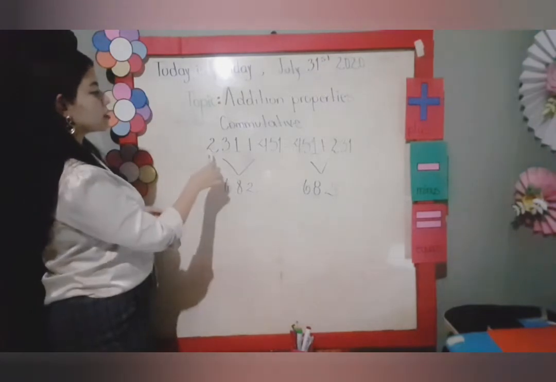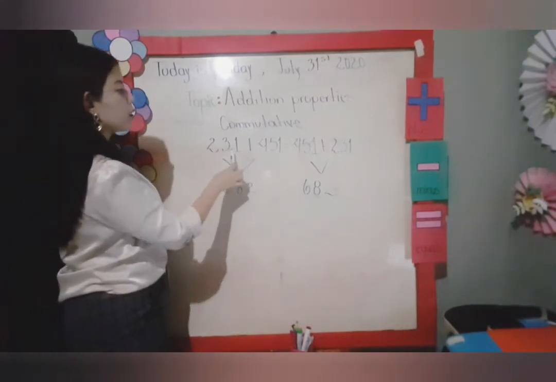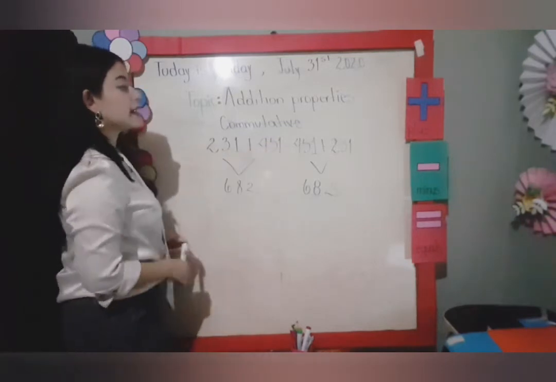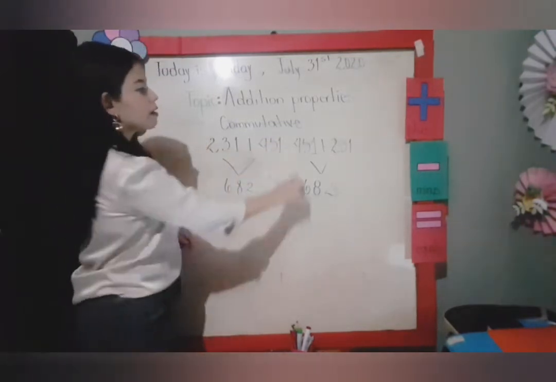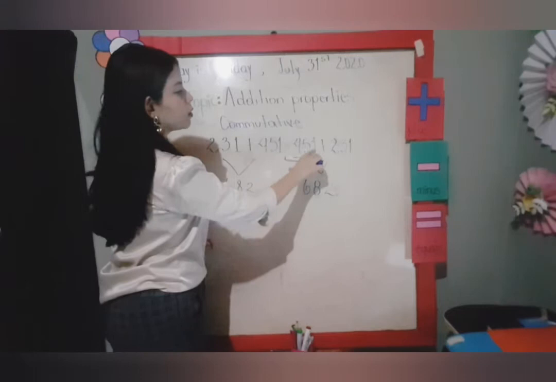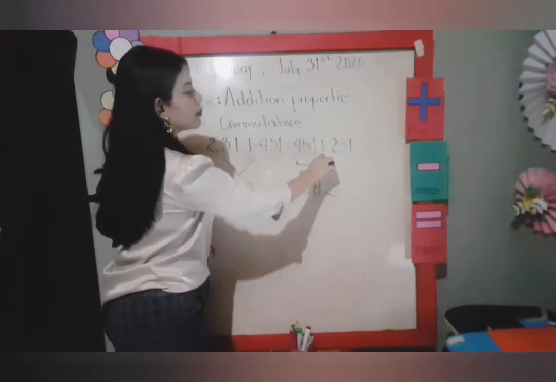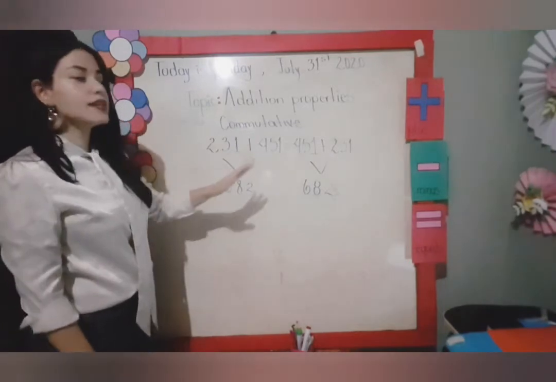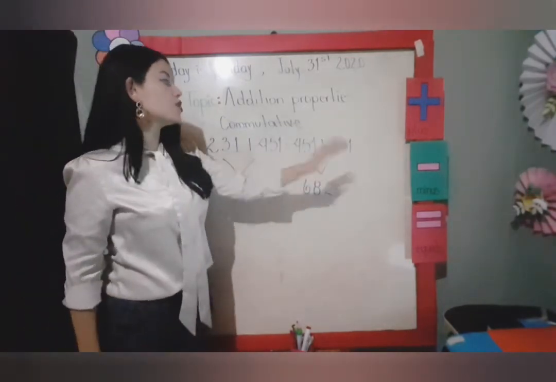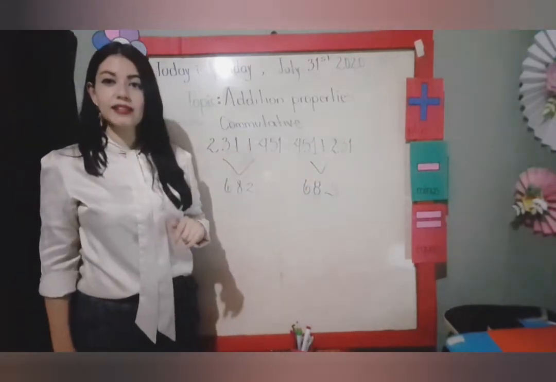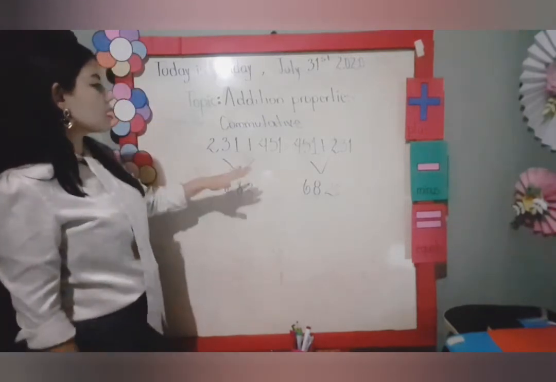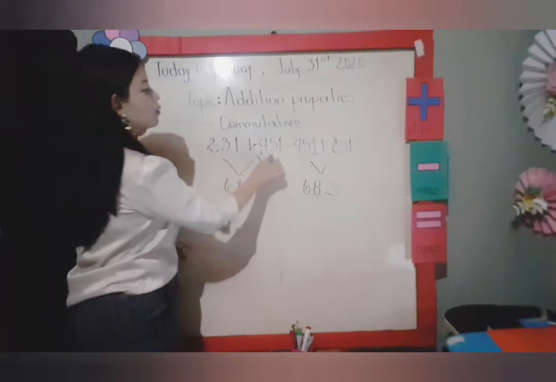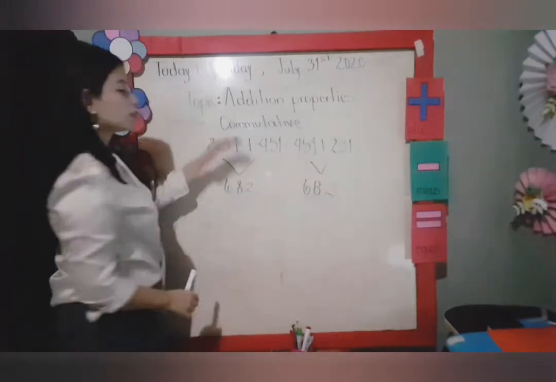The first one is 231 plus 451 is equal to 451 plus 231. As you can see, only the addends change. So, as you can see also, if you add both addends, the result is the same.